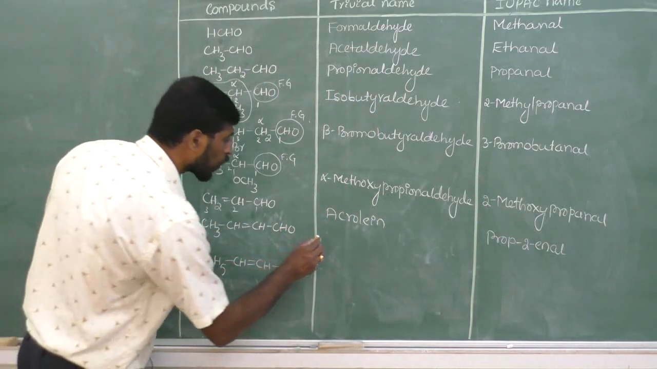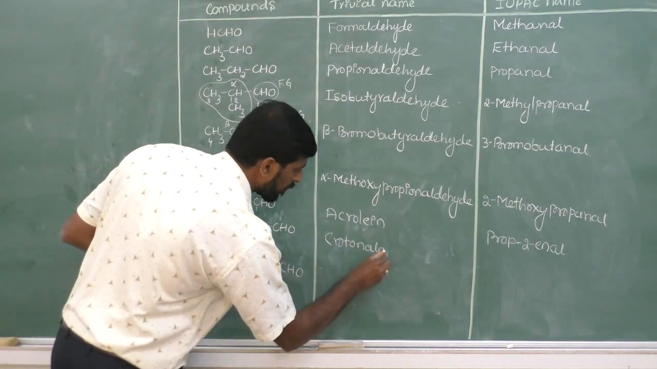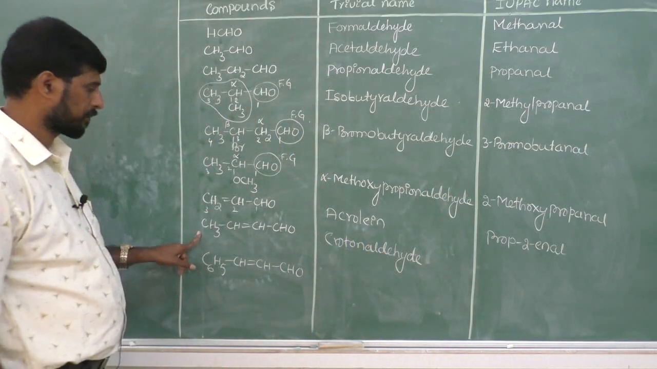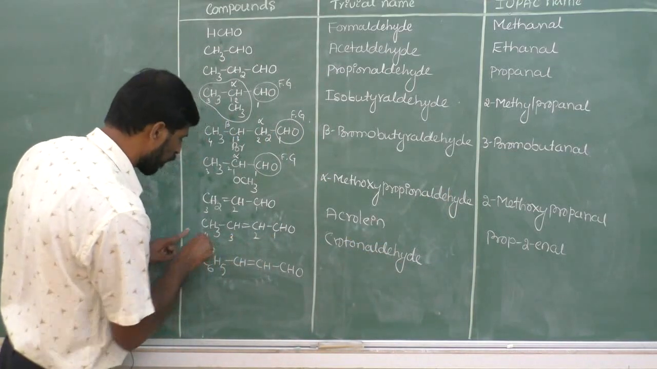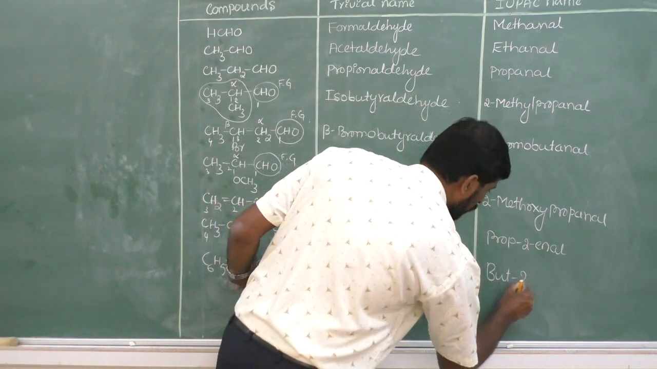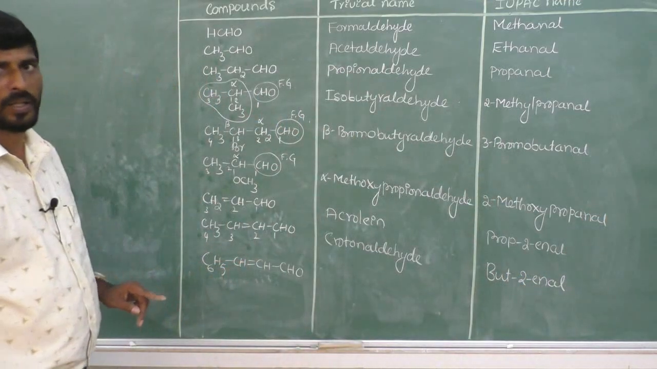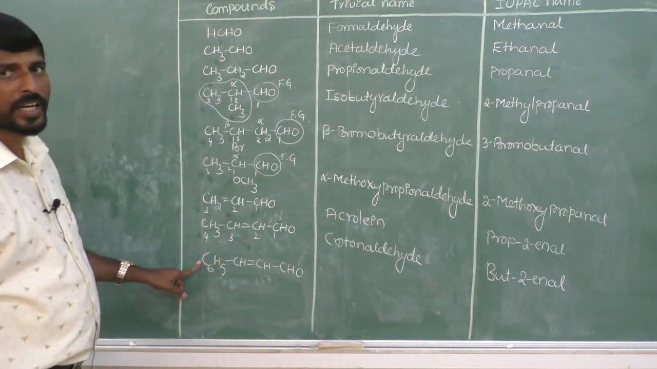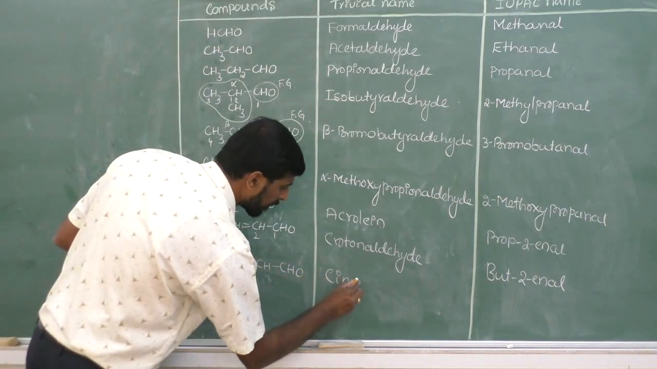Now, come to this. This is called crotonaldehyde. So, what is the IUPAC name? 1, 2, 3, 4. It is but-2-enal. Next, come to this. This is an aromatic unsaturated aldehyde. It is popularly called cinnamaldehyde.